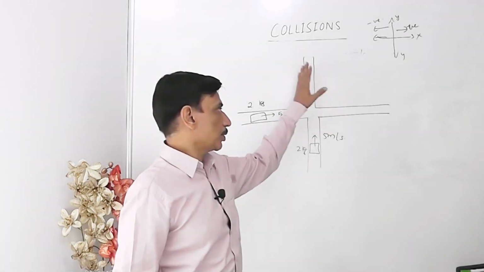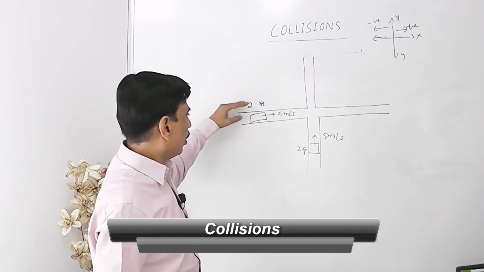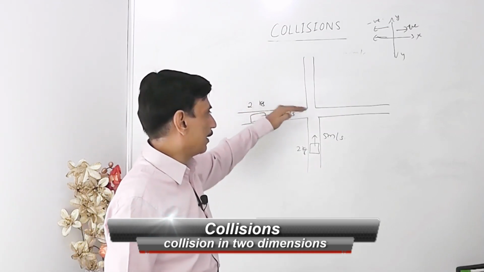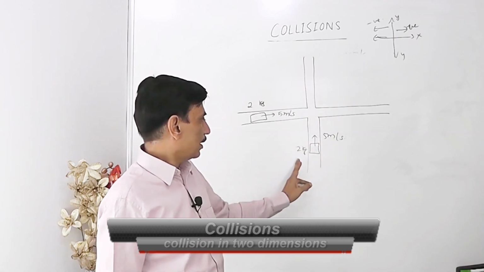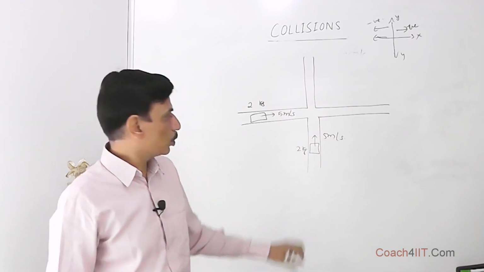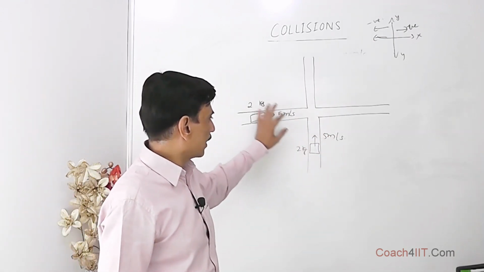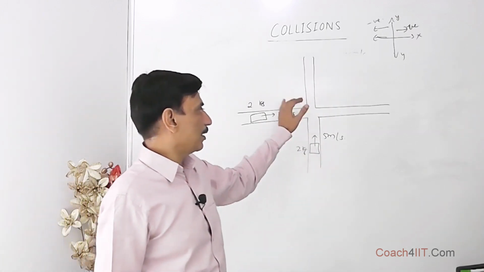This is a crossroads. We are looking from the top. There is a body of mass 2 kg which is coming this side with 5 meter per second. And over here also, from here, a body is coming with 5 meter per second, its mass is also 2 kg. So more or less you see that both the cases are identical. It's only a direction difference.